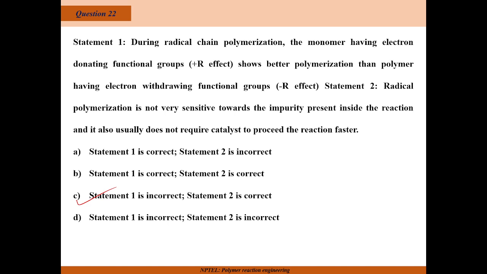Basically, the R effect doesn't play a big role in radical chain polymerization, and radical polymerization is not much sensitive to the impurity. As long as this radical is available, it will just proceed. And also, it does not require any catalyst because the radical itself will propagate the reaction. There is no need of a catalyst to proceed the reaction. Okay, so that's the case. Let's move to the next question.